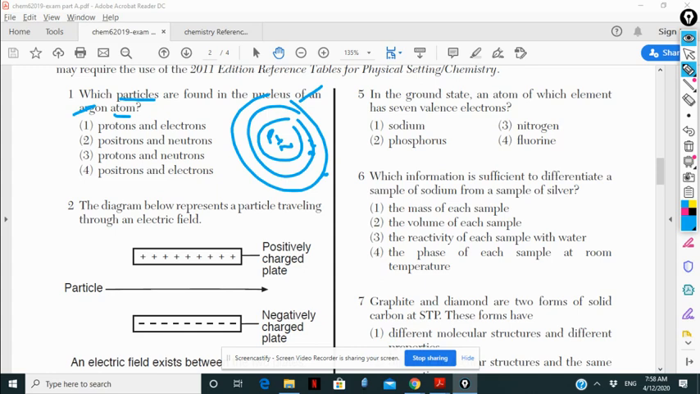So the first choice is proton and electron. No, because electrons are in the outer shell. Positron and neutron. No, because positrons we don't have. Proton and neutron. So the answer is 3.